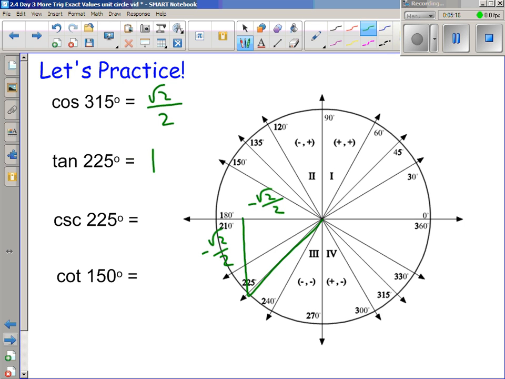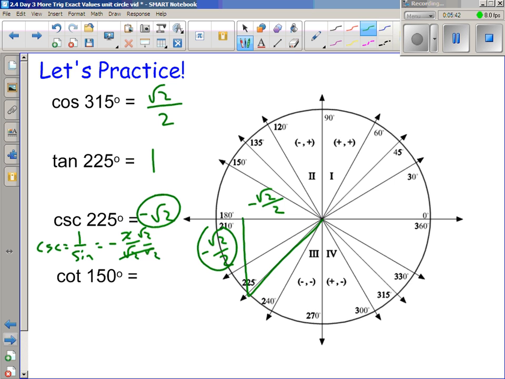Same spot, if we look at cosecant, remember that cosecant is the reciprocal of sine. So if sine would be the negative root 2 over 2, this will be negative 2 over root 2. We multiply by root 2 to rationalize. This becomes a 2 on the bottom and 2 on the top. We get negative root 2 here.